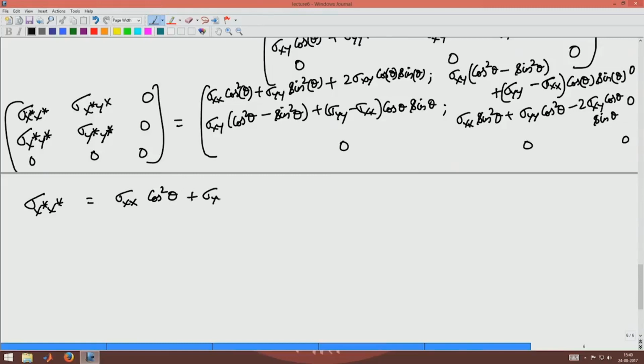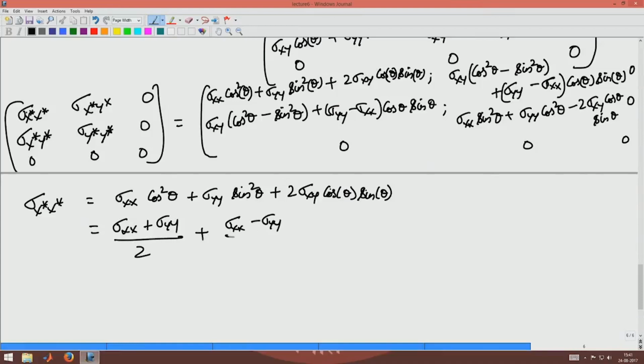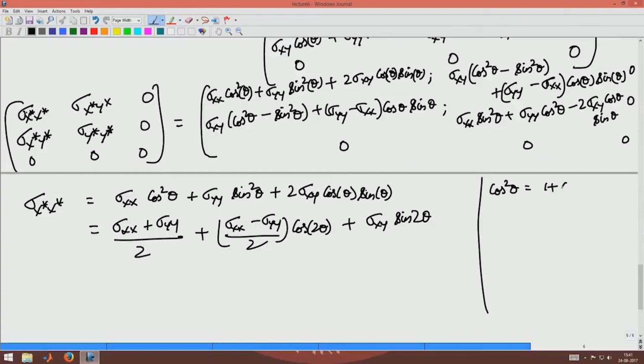Equating these two matrices, sigma x star is going to be sigma xx cos square theta plus sigma yy sin square theta plus 2 times sigma xy cos theta sin theta. This, using the trigonometric identities, can be written as sigma xx plus sigma yy by 2, plus sigma xx minus sigma yy by 2 cos 2 theta plus sigma xy sin 2 theta, where I use the fact that cos square theta is 1 plus cos 2 theta by 2, sin square theta is 1 minus cos 2 theta by 2, and sin theta cos theta is sin 2 theta by 2.